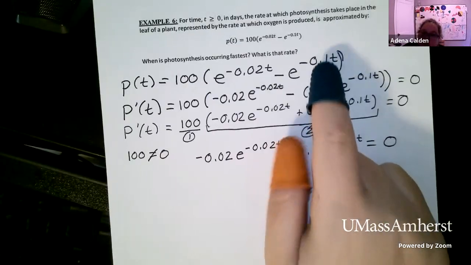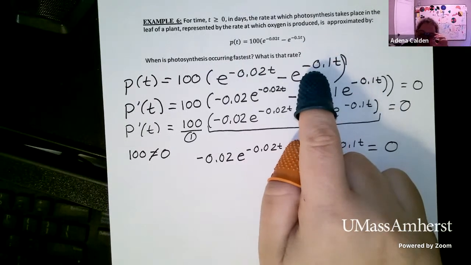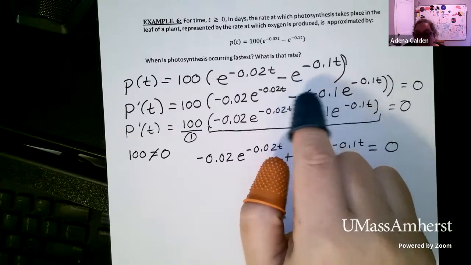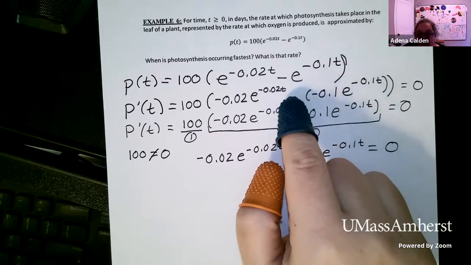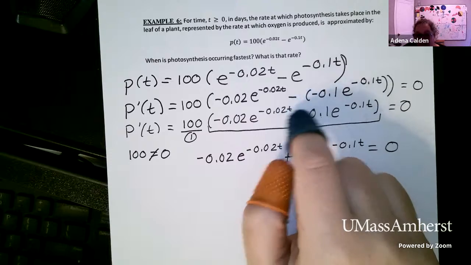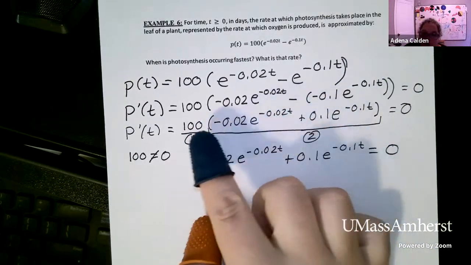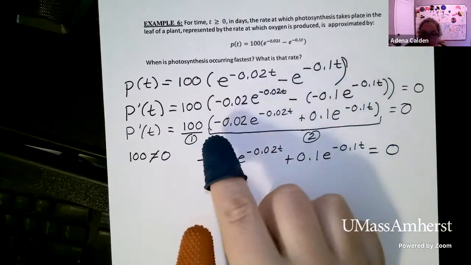Okay, we have to be a little bit careful with the second term because the negative 0.1 is going to come out and we have a minus here. So I took an extra step to simplify by just taking the minus and the negative and making that a plus. So our first derivative should look something like this. Okay, so hopefully you were able to get that.